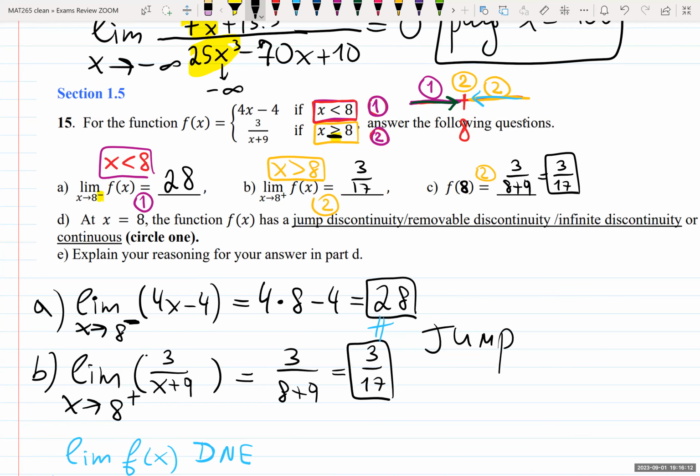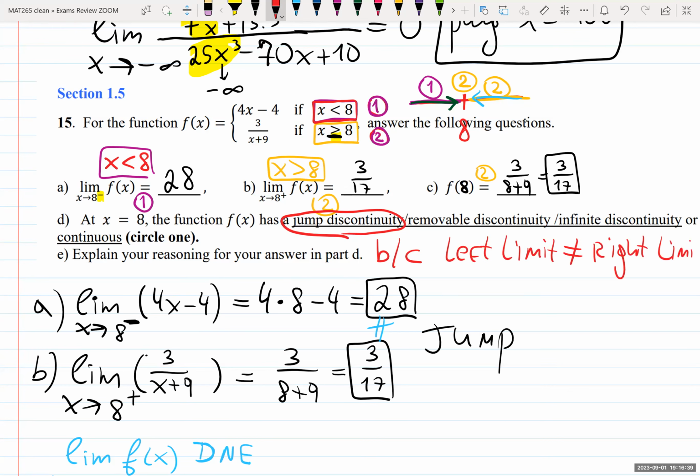D. At x equals 8, the function has a jump discontinuity, removable discontinuity, infinite discontinuity, circle 1. Oh, that's from my quiz, now I remember. Well, it is jump discontinuity, now you know. Explain why it is. Because left limit did not meet with the right limit. That's if you want to explain why it is a jump. Jump is the official terminology.